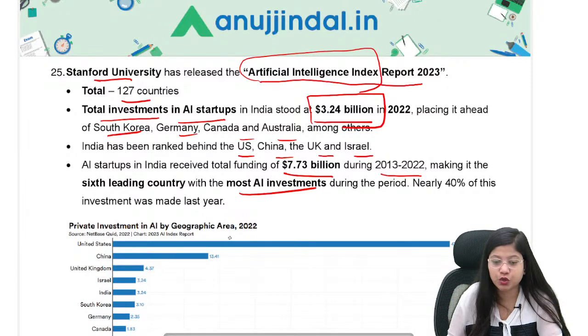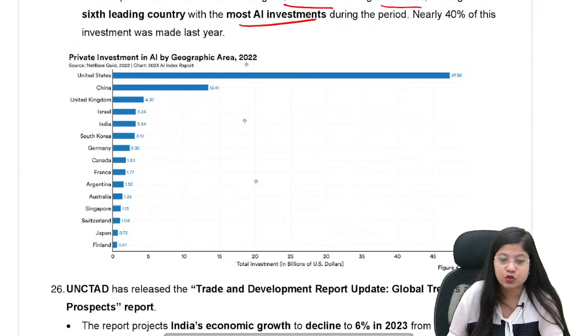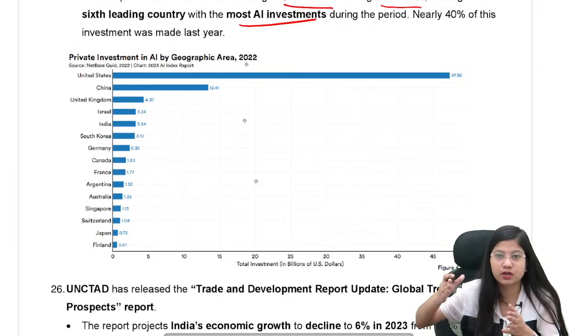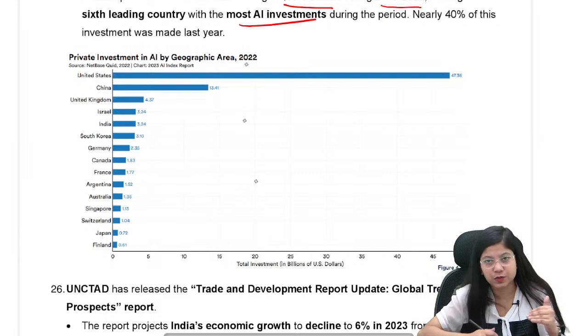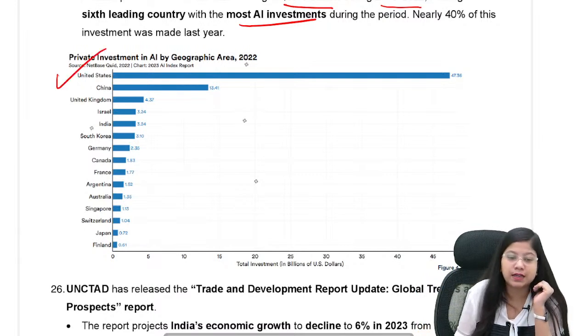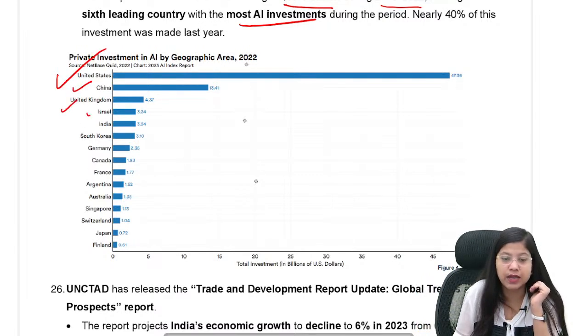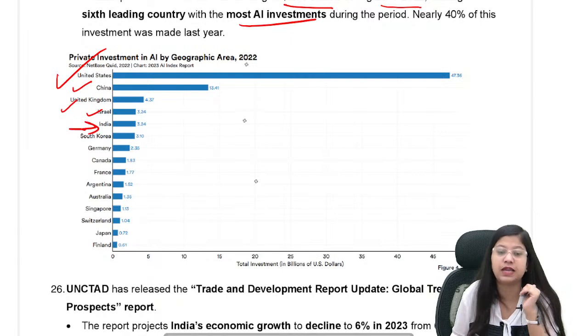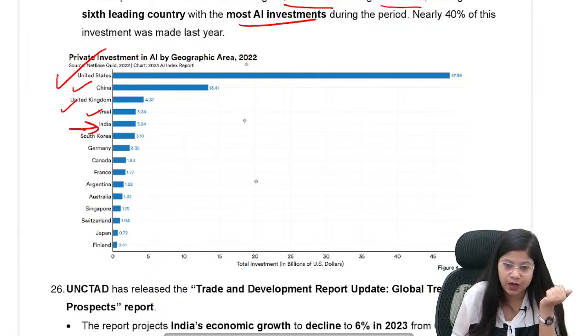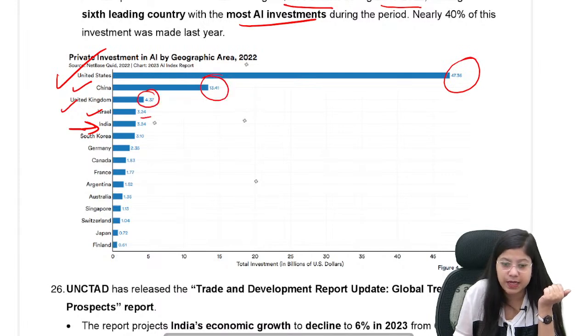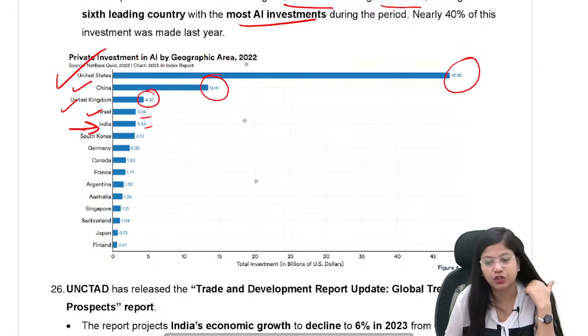As far as the geographical area is concerned, if we look at the geographies which have received the highest investment in AI, US is at the top position, then we have China, UK, Israel, and at the 5th position we have our India. Okay, and here you have been given the amounts of investment, in US billion dollars.